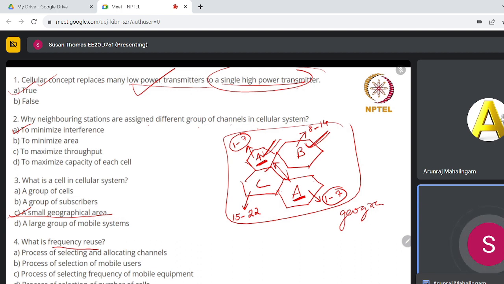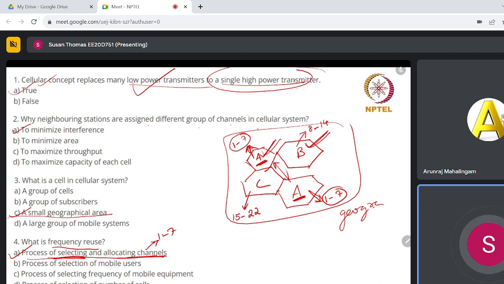So in case of frequency reuse, what is happening? This cell and this cell are allocated some channels, say 1 to 7. Again, the same set of channels is selected by the next cell also. So this is a process of selecting and allocating the channels.